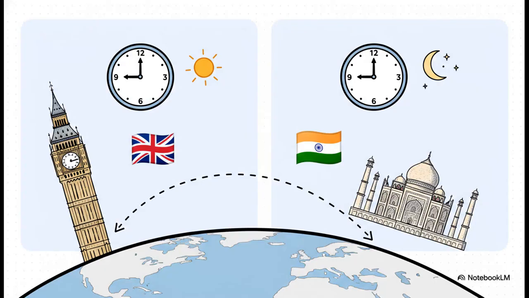And this explains global time differences perfectly. India's standard time is based on a line of longitude that's about 82.5 degrees east of Greenwich. Well, that difference in longitude translates directly to a time difference of 5 hours and 30 minutes. So when a cricket match starts at 2 p.m. in London, it's already 7:30 p.m. in India. It's all just math based on longitude.